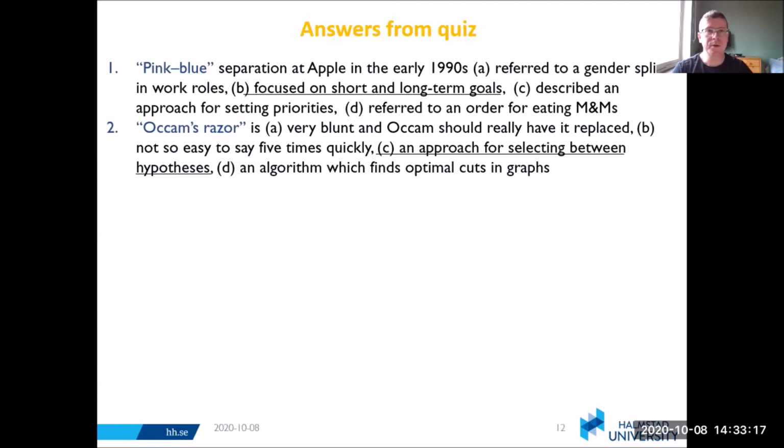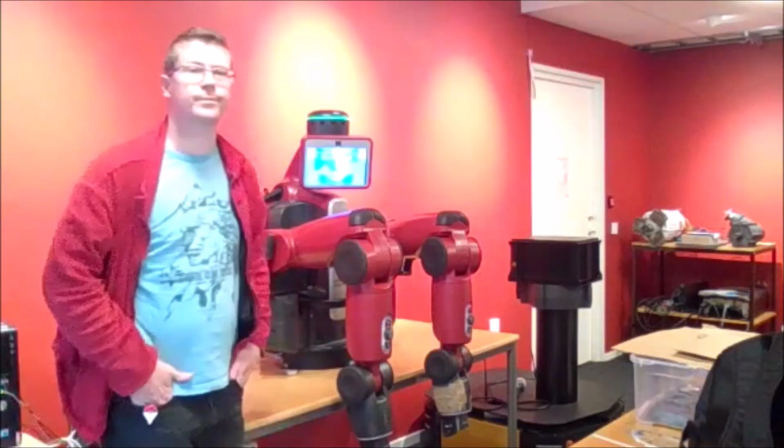So here are the answers for today's quiz. Pink-blue separation was about short and long-term goals. Occam's razor is an approach for selecting between multiple hypotheses.